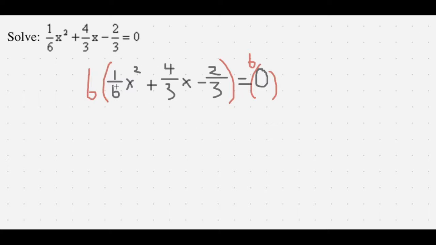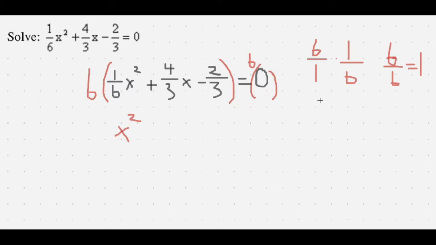So if you're not sure how to multiply fractions, think of it like this. If we're going to multiply this first one, we're going to say 6 over 1 times 1 over 6. And that's going to come out to 6 over 6, which is just going to equal 1. So instead of writing 1, we're just going to write x squared. And the same thing for the next one.